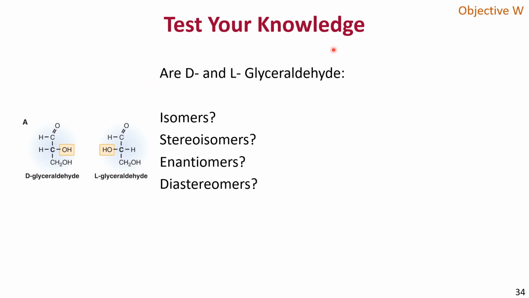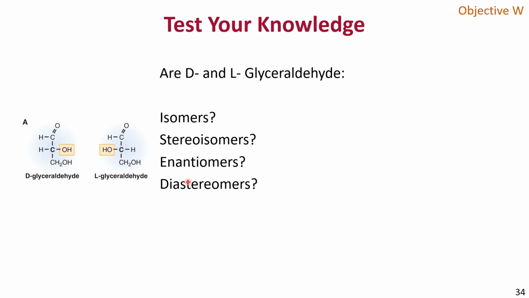All right, let's test our knowledge. Let's look at a molecule that we've been looking at. Glyceraldehyde is the molecule that's on the previous slides. We've done the priorities and stuff. So we've seen the D and the L forms and how we get to that. So let's look and see if these molecules are isomers or stereoisomers or enantiomers or diastereomers.